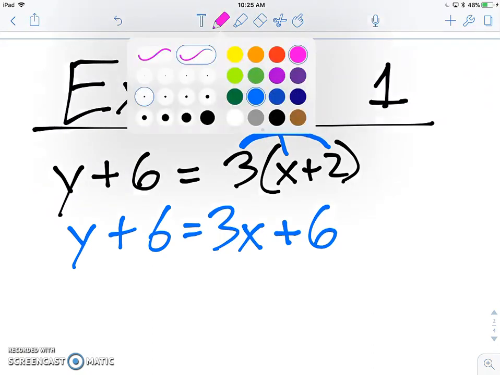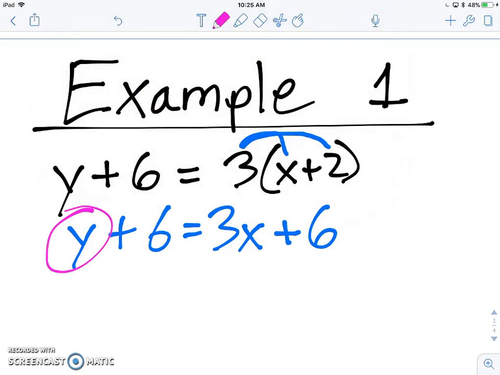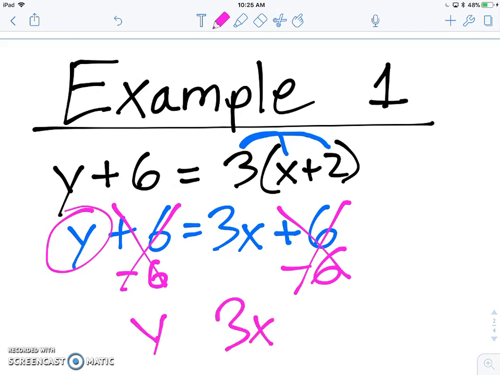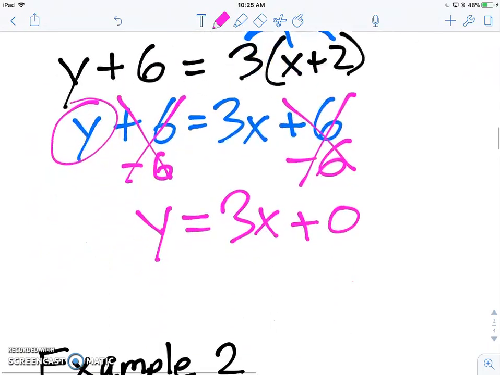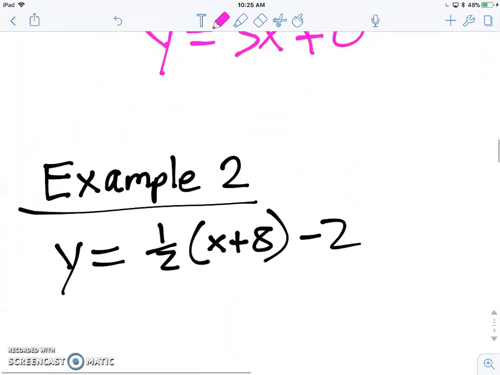Now we're really trying to isolate this y all by itself. So I need to subtract the 6 to move it to the other side of our equal sign. And what I do to one side, I must do to the other. So on this side, it actually also cancels. 6 minus 6 is 0. So we're left with 3x. So our equation would be y equals 3x. We know our slope, which is 3. We also know our y-intercept, which is 0. Even though it's not written, we know that it's a 0 here. So y equals 3x is our first equation.